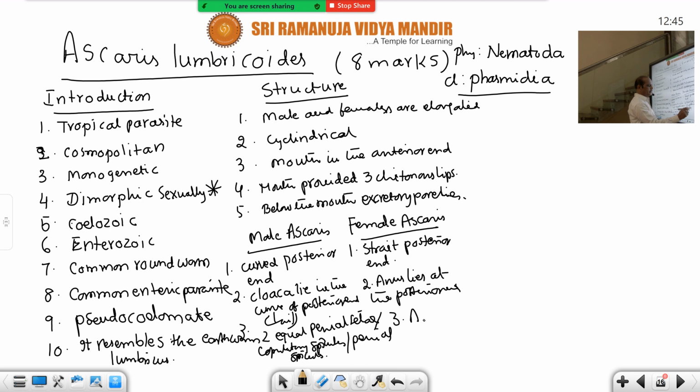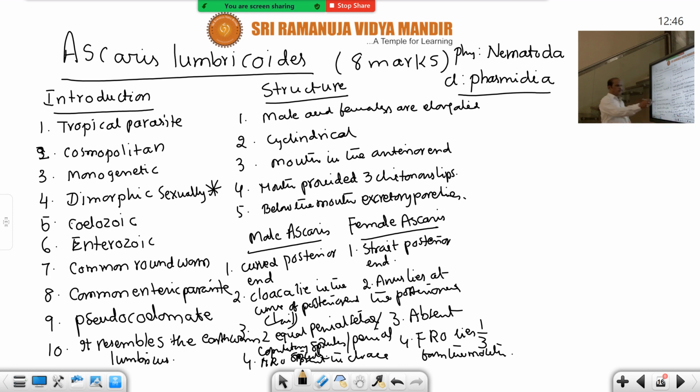Here they are absent. In the females, the female genital opening or female reproductive opening lies one-third from the mouth, in the anterior end. But in males, the male reproductive opening is present in the cloaca. These are the four differences, so you have to write them down like this. These are the structural features of Ascaris lumbricoides.